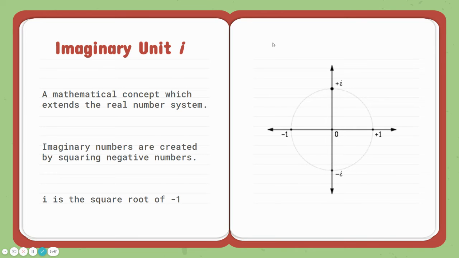An imaginary unit, or i, is a mathematical concept which extends the real number system. Imaginary numbers are created by squaring negative numbers. So when you're learning about square roots, you learn that you can't square a negative number because it doesn't work. Well, mathematicians said, well, what if they did work? i is what allows that to happen. i is the square root of -1.